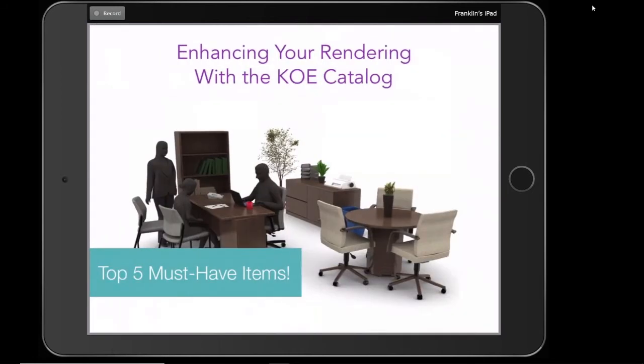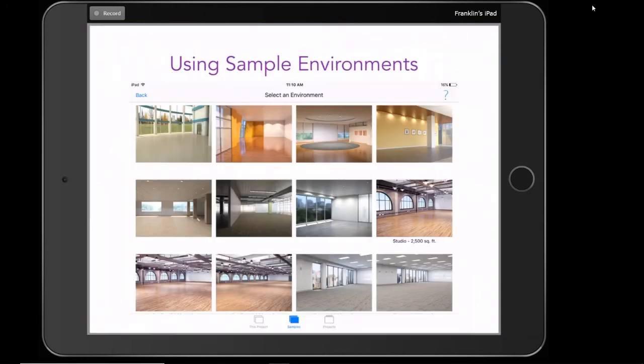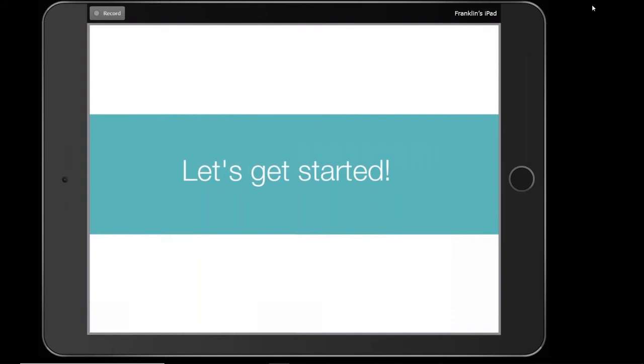Then we're going to enhance the rendering with the Kiwi catalog. So if you're not familiar with it, I will show you where to get that and how to access it, and also what are all the goodies in the Kiwi catalog. And then we're going to look at how we can quickly add an environment to our typical. All right, let's get started with today's show.